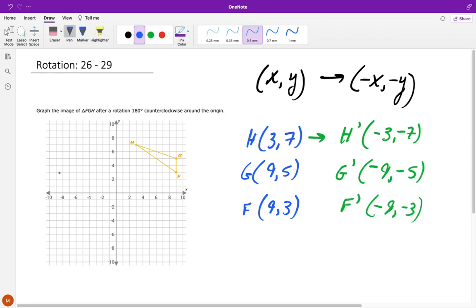And now we're just going to go ahead and plot the new points. So H is -3, -7. So there's our H prime. Our G is -9, -5. So -9, -5. That's our G prime. And our F prime is -9, -3. So -9, -3. That's our F prime. And now we just draw our line connecting those.